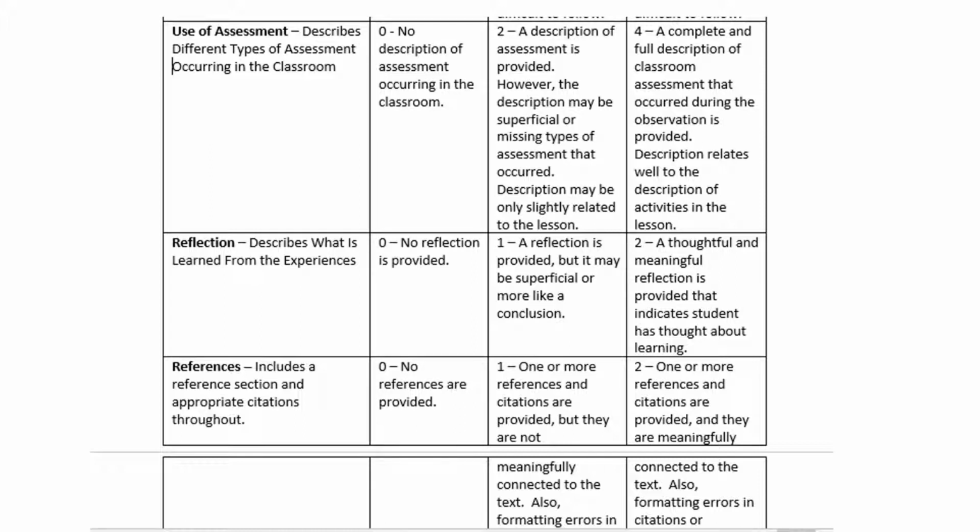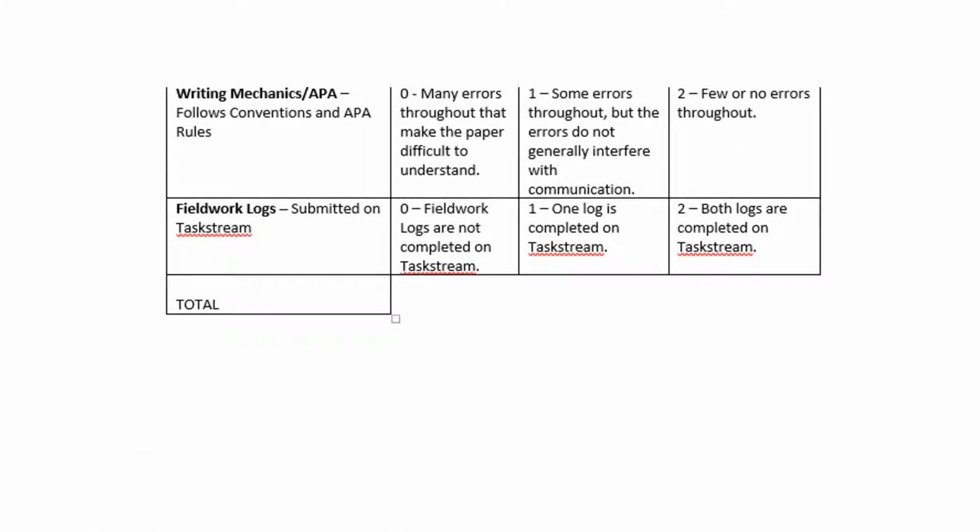References include a reference section and appropriate citations throughout. So anytime you cite from the textbook, you can give the reference for the textbook. By the way, that's in the syllabus properly formatted. Writing mechanics and APA, these are things like grammar and spelling and APA rules are also included in this. And then also included is whether or not you fill out Fieldwork logs on TaskStream. So that's the rubric, and you can keep it out in front of you, and if you follow it, you should get a good grade on this paper.